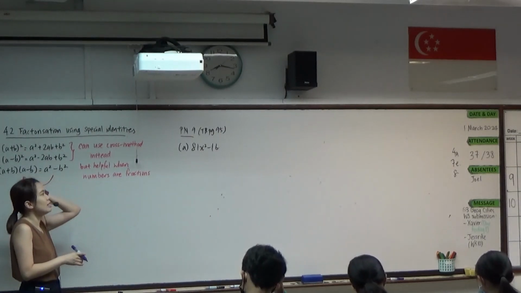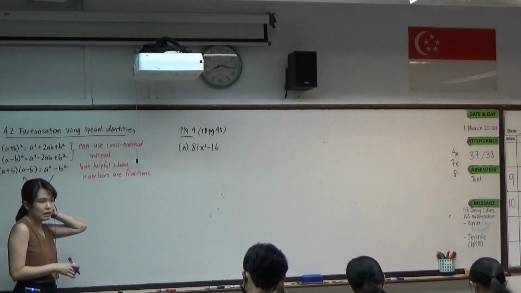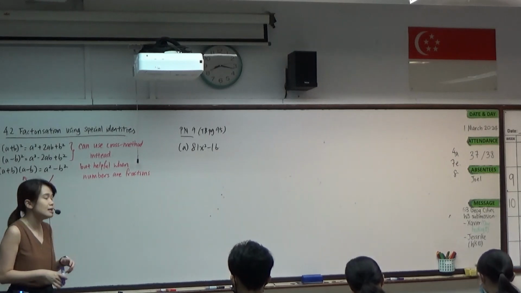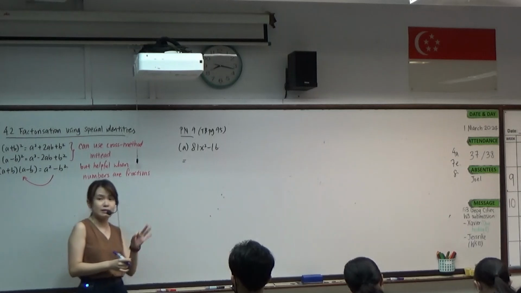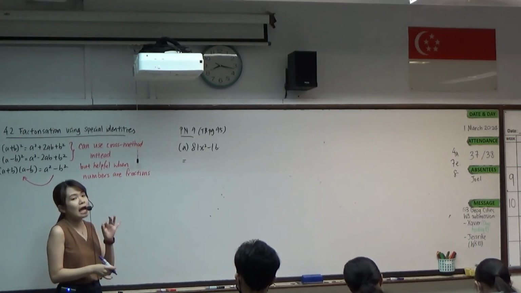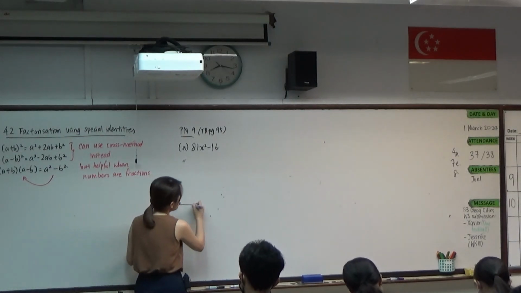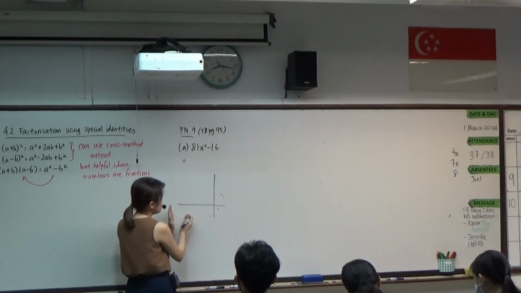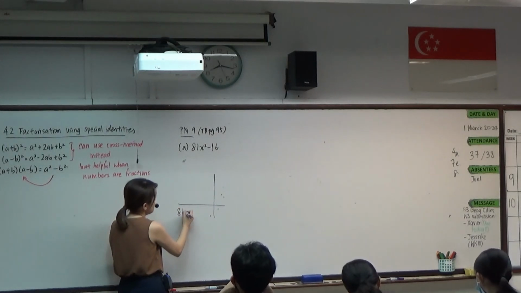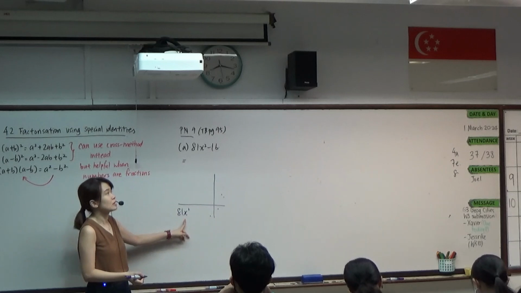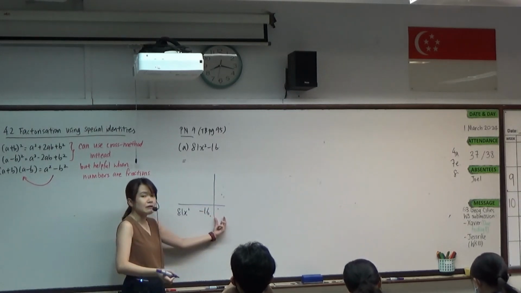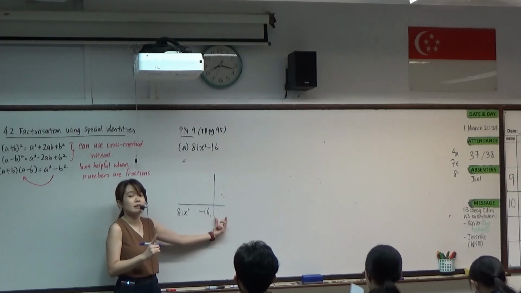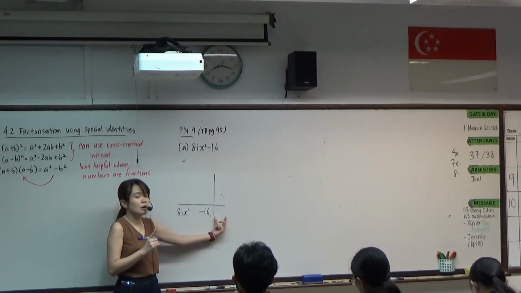So with 81x squared minus 16, if I want to use my cross method, how will it actually look like? I'm trying to use the cross method, the method that we already know. How it looks like is that in my cross method itself, I know that this part here must be the one with power of 2, down here must be the constant term, and then down here is the one that is power of 1. That was what I understand about the cross method.